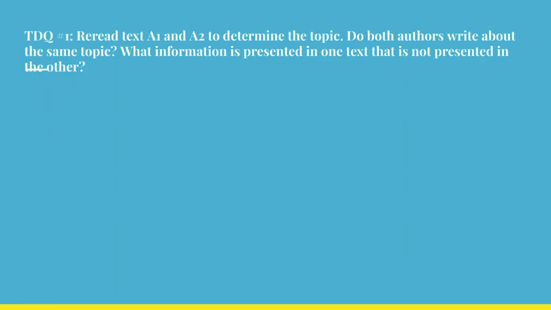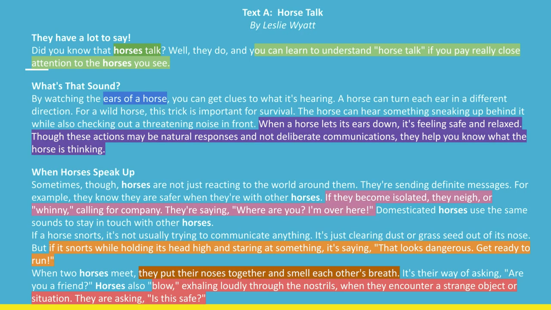So, let's say that you had to answer this question. Reread text A1 and A2 to determine the topic. Do both authors write about the same topic? What information is presented in one that is not presented in the other? So we have to answer two parts of this question. One, do both authors write about the same topic? And then two, is there information in one that is not presented in the other? So let's compare and contrast them.